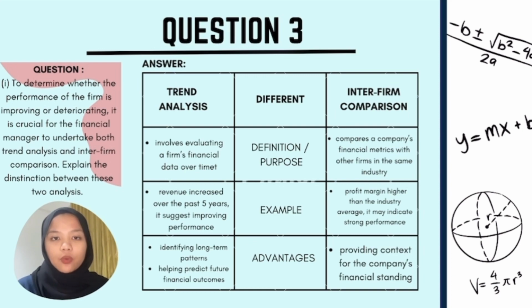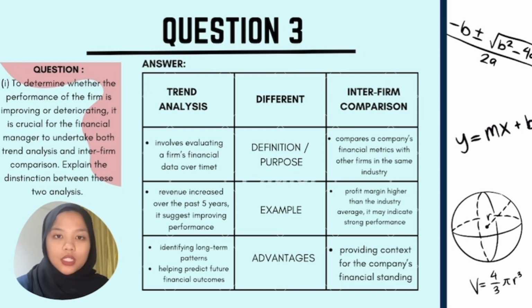For question 3.1 Roman, to determine whether the performance of the firm is improving or deteriorating, it is crucial for the financial manager to undertake both trend analysis and interfirm comparison. So, I will explain the distinction between these two analyses. Trend analysis involves evaluating a firm's financial data over time, such as comparing annual revenues or profits. For example, if a company's revenue has consistently increased over the past 5 years, it suggests improving performance.